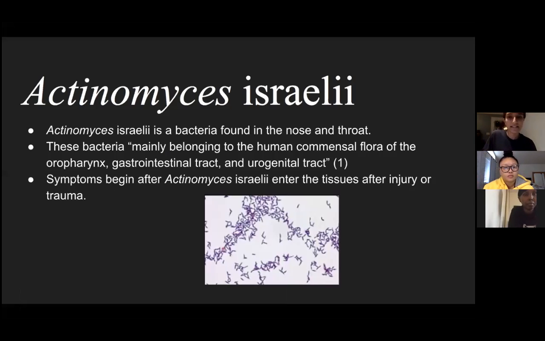So Actinomyces israelii is a bacteria that's commonly found in everyone's body, especially in the nose and in the throat. These bacteria typically belong to our commensal flora, especially in our oropharynx, so in our sinuses, in our gastrointestinal tracts, and in our urogenital tracts. These bacteria are known as opportunistic bacteria, which means that they will not cause an infection until they have the opportunity to. And so symptoms for infection begin after these bacteria enter the tissues after some type of injury or trauma.